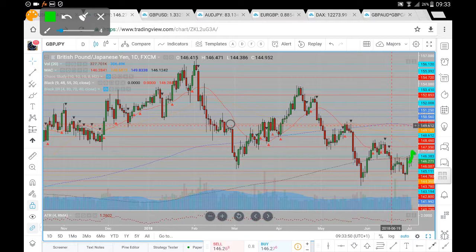So we'll look to see where we can break and close above it from a daily chart perspective, which would increase our confidence that we might likely see a move up towards that 147.35, after which we're looking for a move up towards that 148 for that 148.46 here on the pound against the yen.